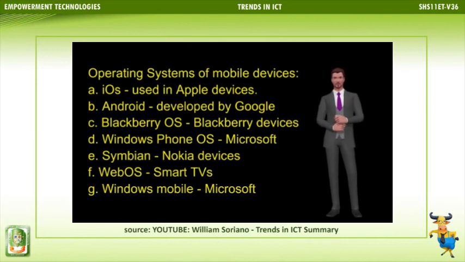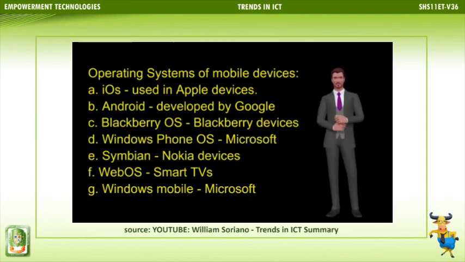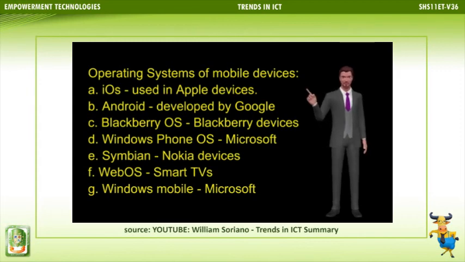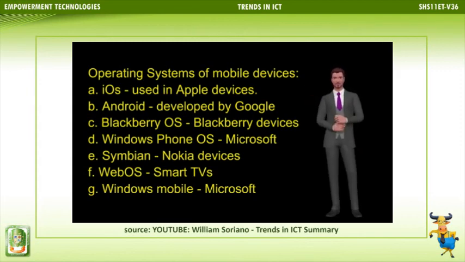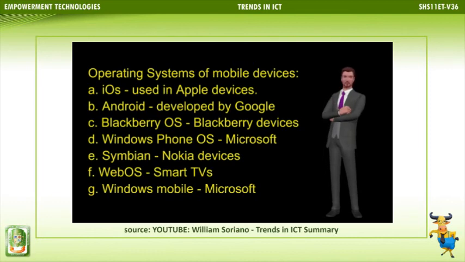C, the BlackBerry OS, which is used in BlackBerry devices. D, the Windows Phone OS, which is a closed source and proprietary operating system developed by Microsoft. E, the Symbian. This is the original smartphone OS, used by Nokia devices. F, the webOS, which was originally used for smartphones, now used for smart TVs. And lastly, we have letter G, Windows Mobile, which was developed by Microsoft for smartphones and pocket PCs.